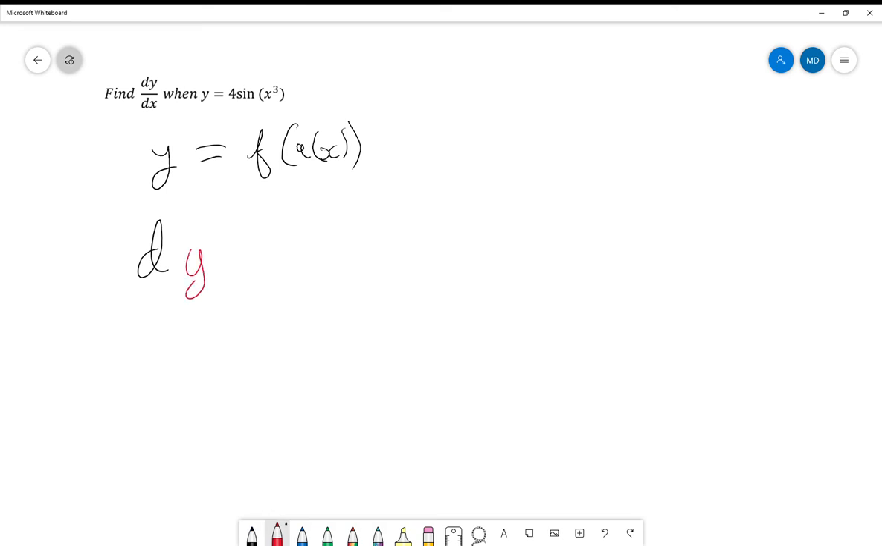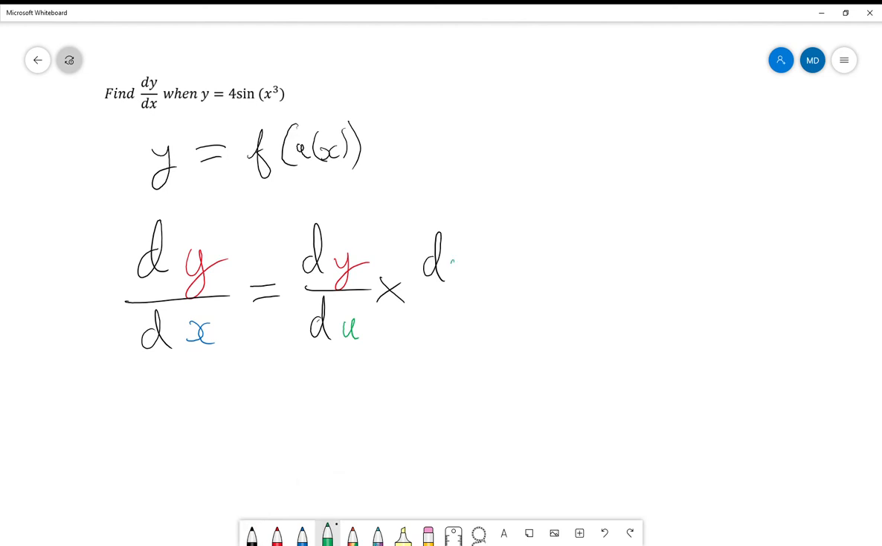dy by dx is going to be equal to dy by du multiplied by du by dx. And that is our chain rule.